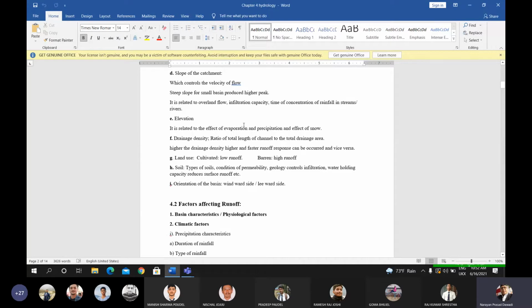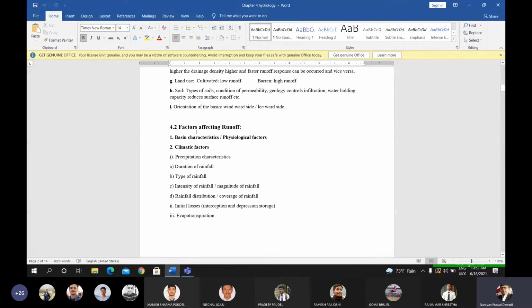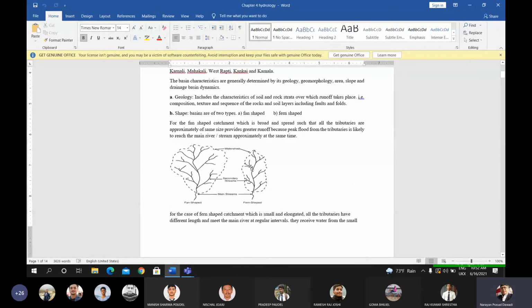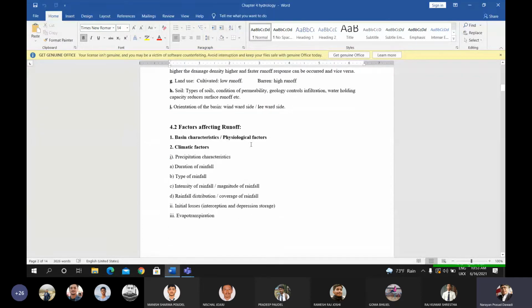Okay, and for the climatic factor: the basin characteristics and the physiographic factors are the same thing that we have already discussed, so it is not explained here. The climatic factor is the precipitation characteristics, that is the duration of the rainfall, type of rainfall, intensity of rainfall, that is the magnitude of the rainfall, distribution, coverage of the rainfall, initial losses, interception and depression storage, as well as evaporation and transpiration. These all are the climatic factors.